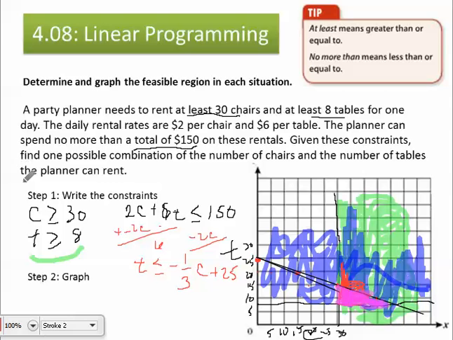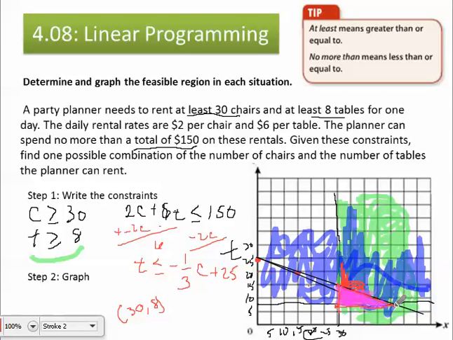So they're now also asking us to find one, that's my feasible area there, okay? And that feasible area represents the area that we could select and get less than $150 in cost and get at least 30 chairs and at least 8 tables. Okay? So this point right here, we know that point. That one is at 30, 8.